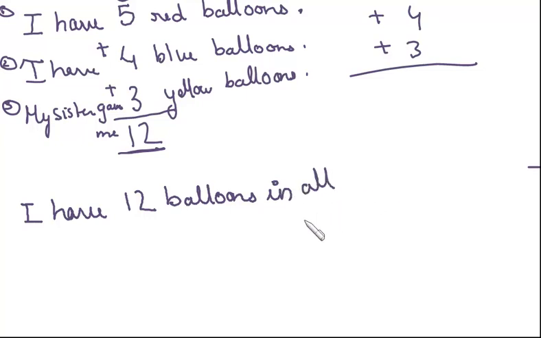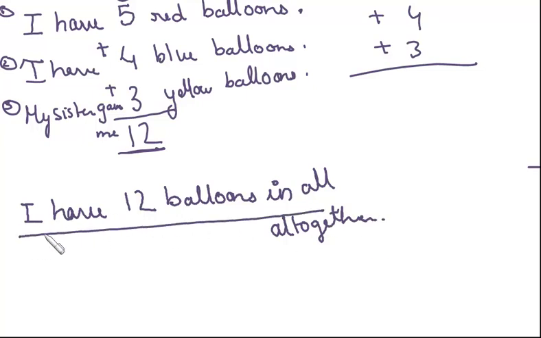Alright, or you can write all together. Okay, so this is the final statement, and always underline your final statement and your answer so that your teacher knows that you have done the word problem in the proper manner. Now children, we'll solve one more word problem.